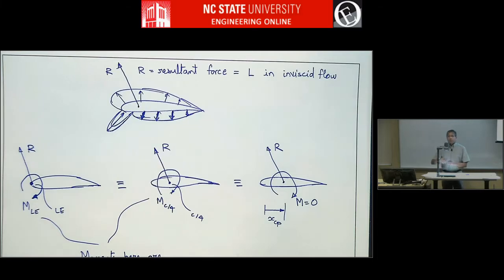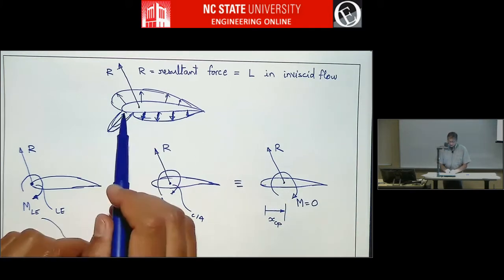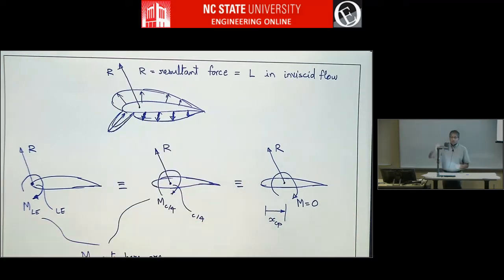In other words, I'm drawing the positive sign convention. In reality, that will be a negative value because the actual moment about the leading edge is going to be nose down for this kind of pressure distribution.